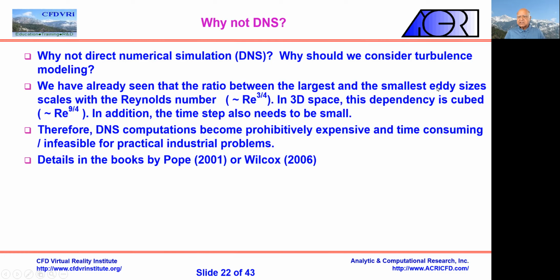The ratio between the largest and the smallest eddies, based upon the Reynolds number, is Re to the 3/4. In 3D space, this means that the Reynolds number dependency is Re to the 9/4. Also, to resolve up to the Kolmogorov scale, we will need time steps of that order, with the characteristic time steps. So if we need to resolve everything in DNS all the way to the Kolmogorov scale, that is just not possible because it's prohibitively expensive and time consuming.